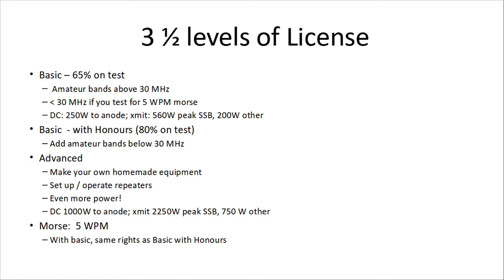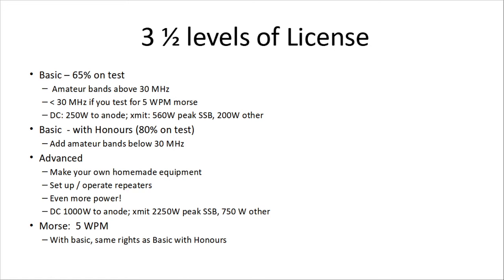There's also an advanced license. Now, the advanced license gives you some other privileges. You can make your own homemade equipment, and essentially you're certifying it yourself. You can set up repeaters, which allow retransmission over long distances. The local clubs set up repeaters. They're great. You can use just a little handheld. If you can reach the repeater, then you can use that to link through different technologies all over the world.